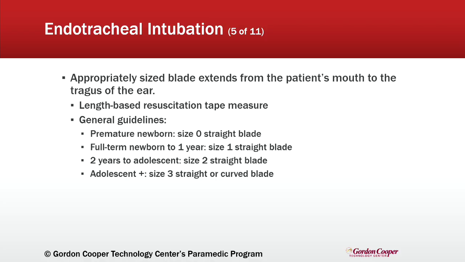Length-based tapes are more accurate than using age-based formulas when choosing ET tube sizes, especially for patients up to about 77 pounds. Then they start to get off a little bit. So those length-based tapes are surprisingly accurate. Of course, nothing's perfect, but they are surprisingly accurate in helping you make those determinations of the tube sizes and everything that you're going to need.